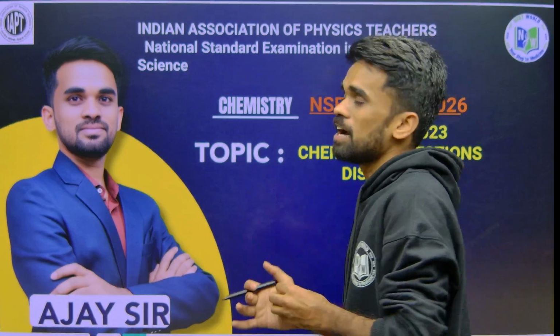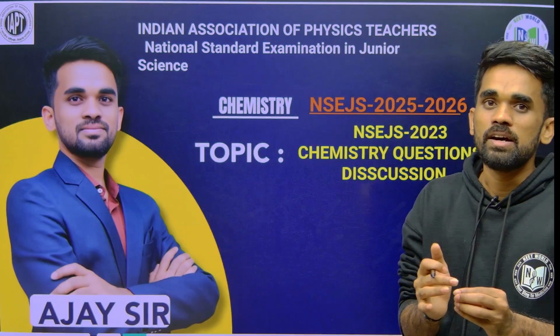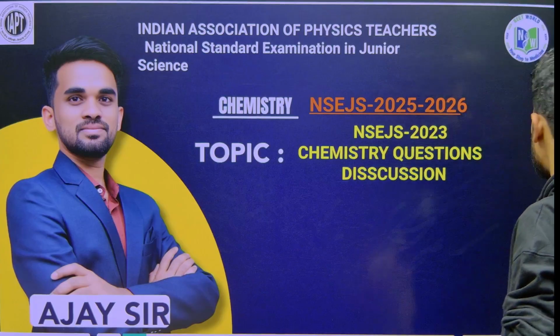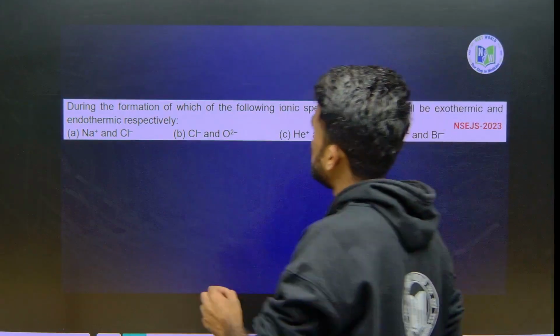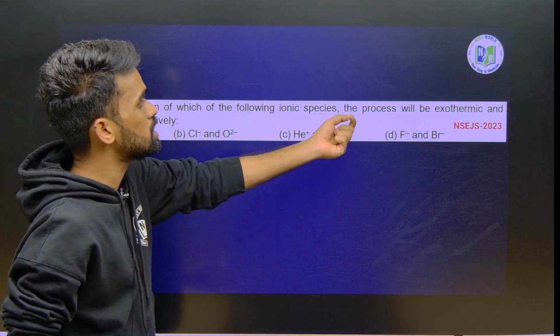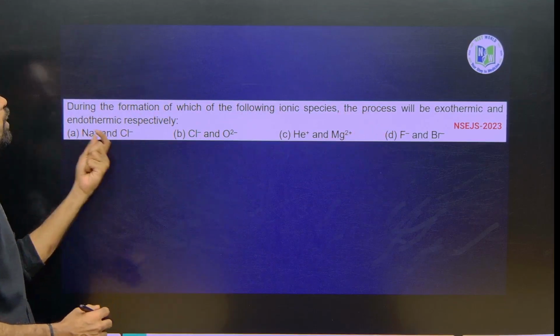So we will be discussing the questions of NSEJS Chemistry part from the 2023 paper. Okay, so here the first question is: during the formation of which of the following ionic species, the process will be exothermic and endothermic respectively.